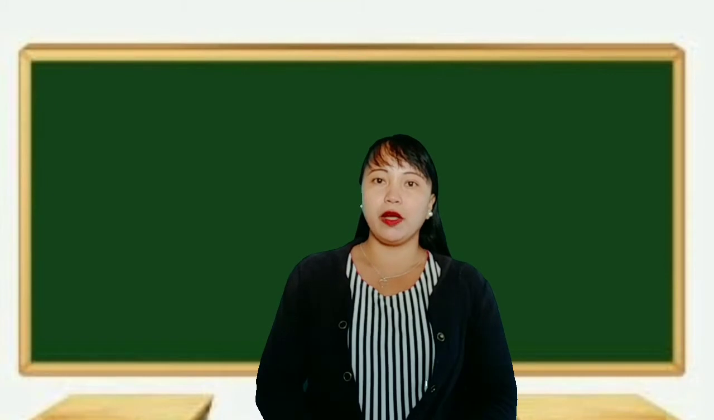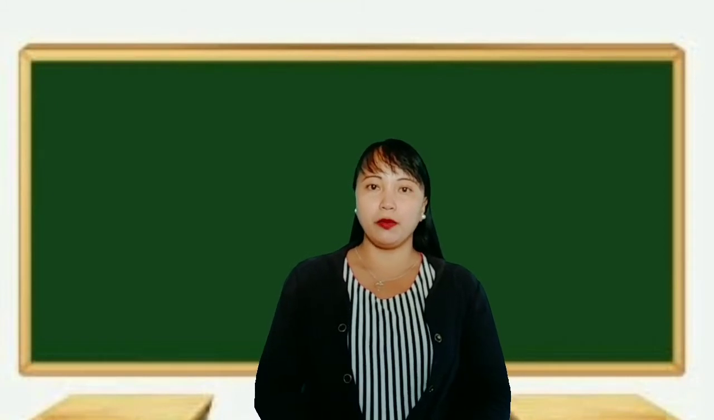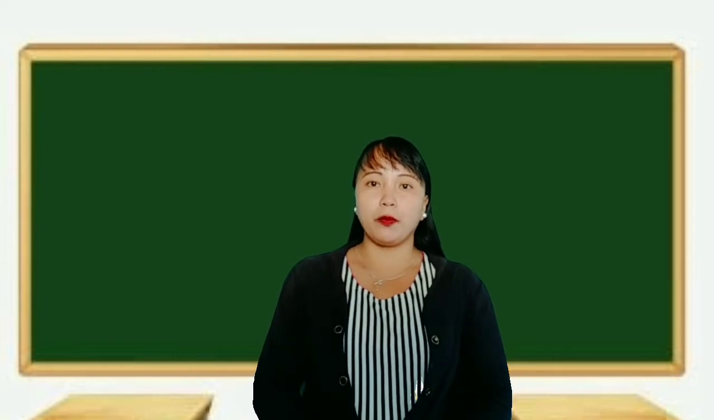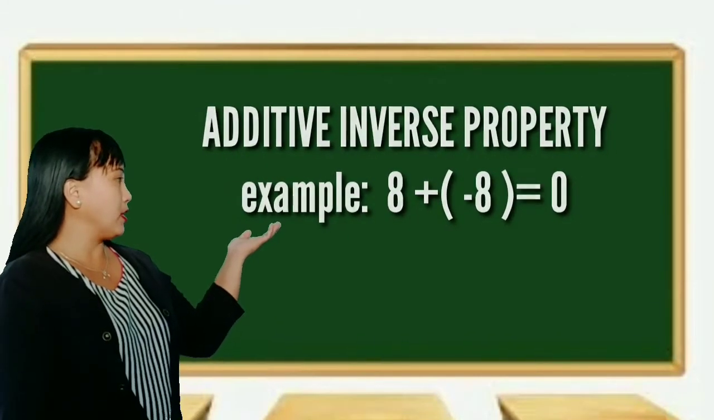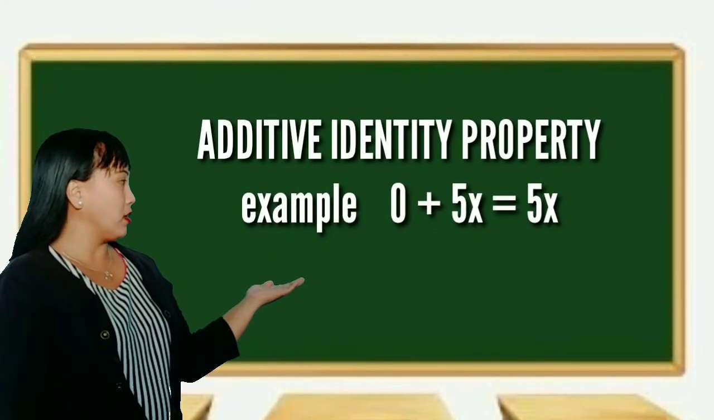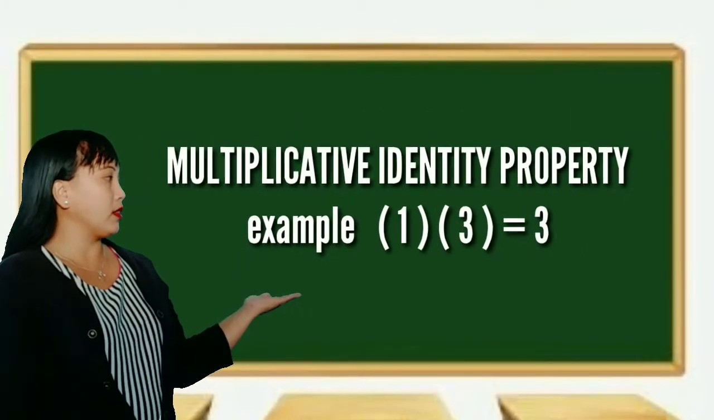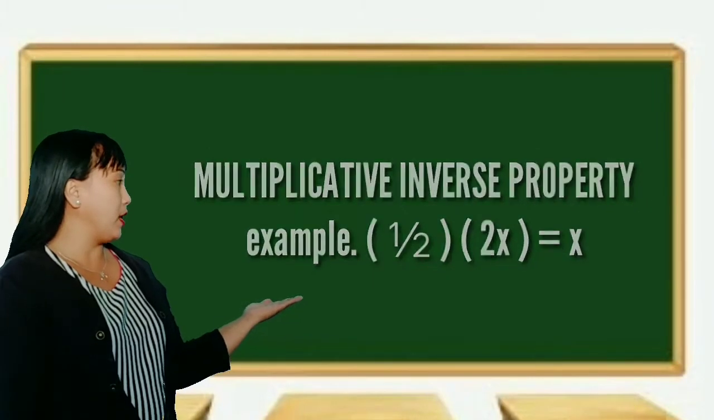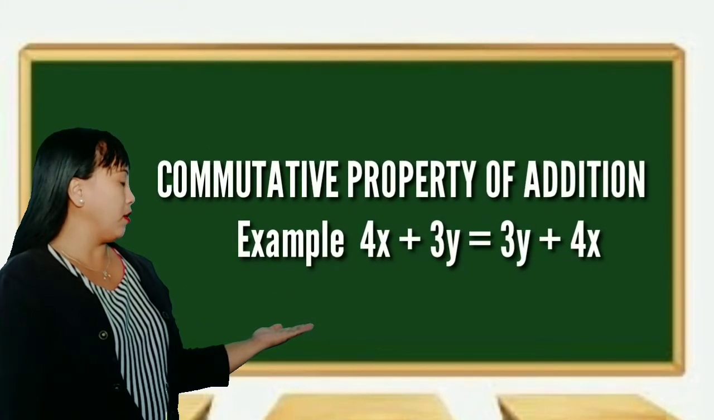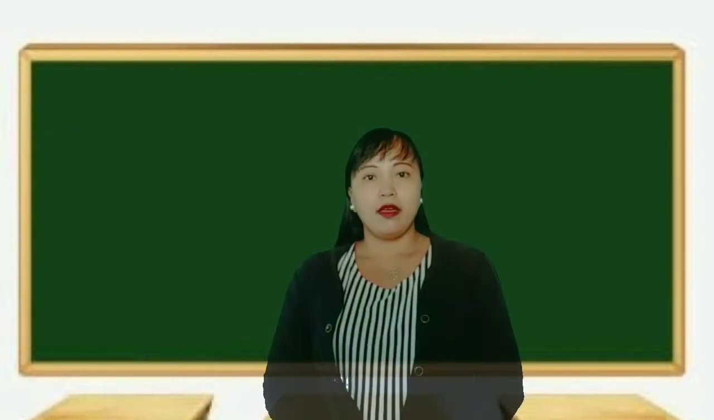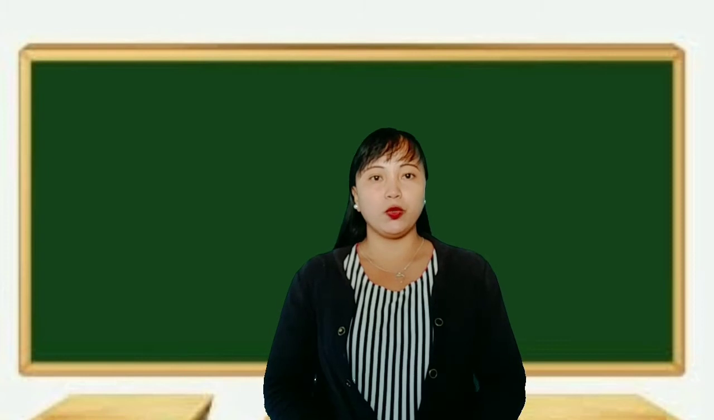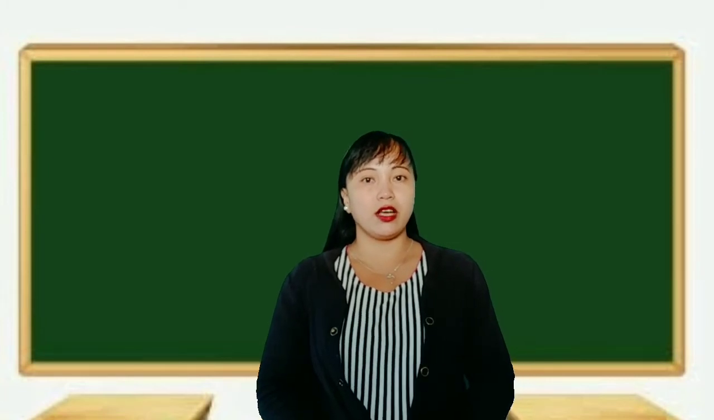Let's start this by reviewing some properties of real numbers you have learned in your Mathematics 7. Do you still remember the properties of real numbers? The additive inverse property, additive identity property, multiplicative identity property, multiplicative inverse property, and commutative property of addition. Oh, that's good. Bear these properties in mind because we will be using this in the succeeding discussion.